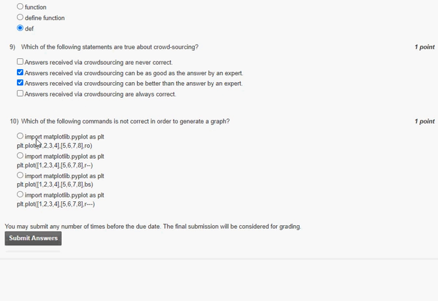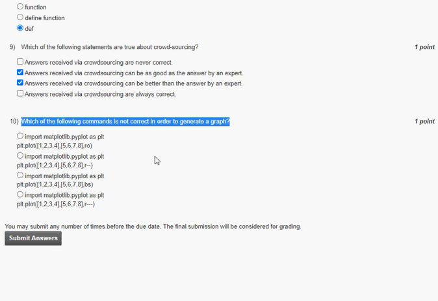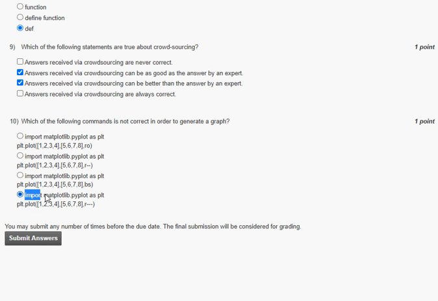And the final question, the 10th one: which of the following commands is not correct in order to generate a graph? The answer for the 10th question is option D, import matplotlib.pyplot as plt. So mark the fourth option as the correct one.